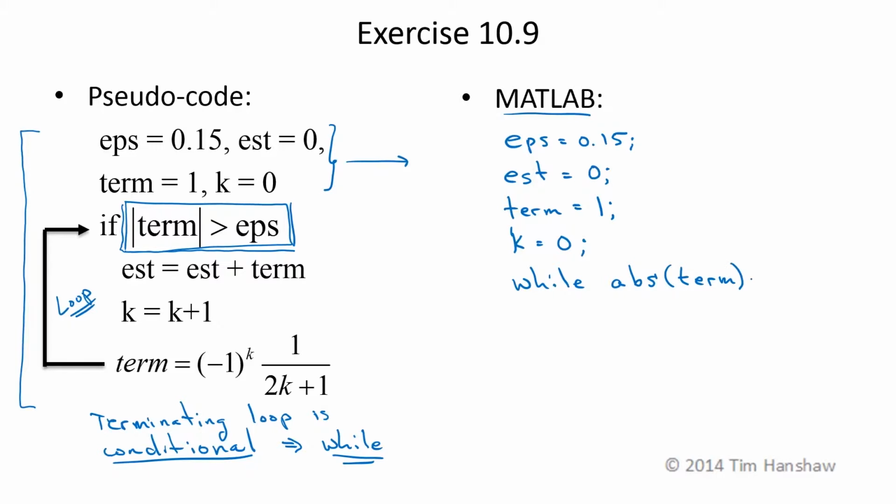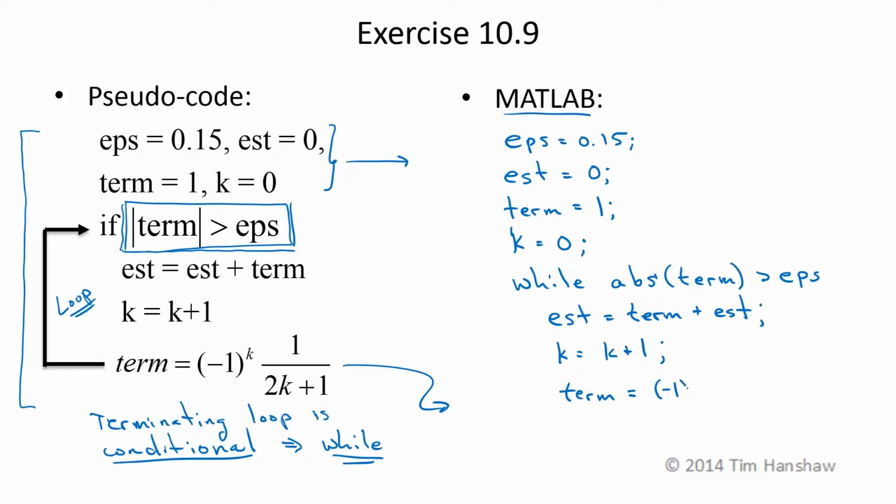So while the absolute value of term is greater than EPS, we'll do this stuff. I'll add est plus term to get my new value of est, increment k, and then just convert this to Matlab with the appropriate operators. So term is equal to -1 to the kth value. I just multiply that by 1, so I can divide here, 2 times k plus 1. All of these values are scalars now, so it doesn't matter whether I use slash or dot slash or times or dot times. Then I end the while loop, and I'm done.